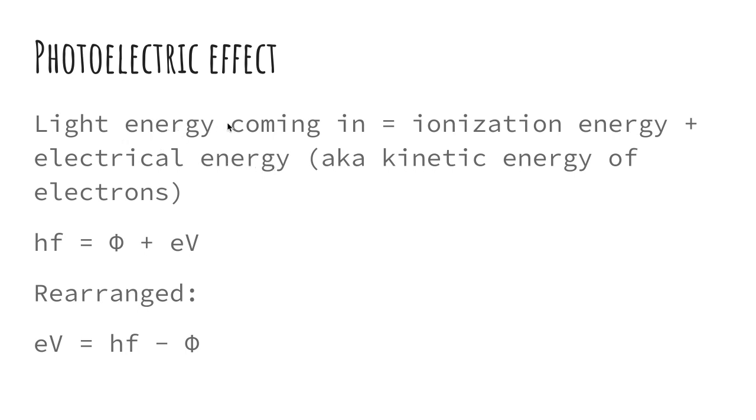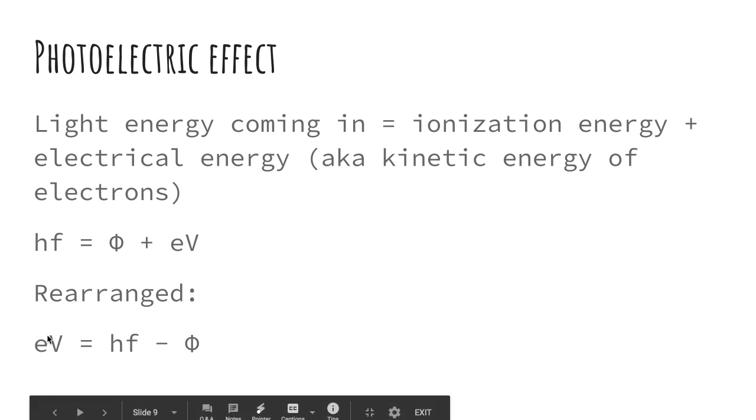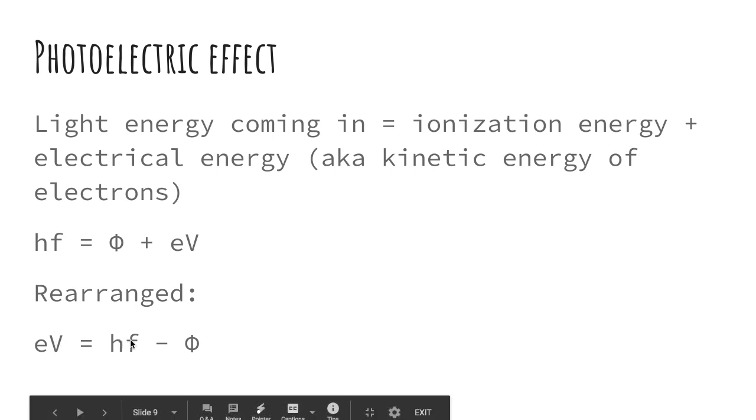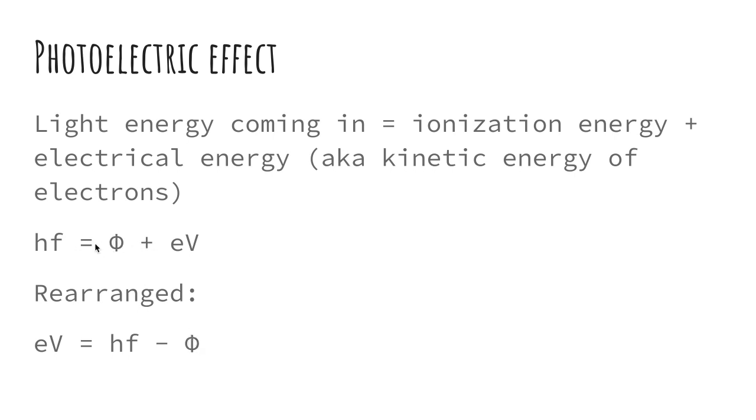If I rewrite this equation, light energy coming in, the light that hit that material, equals ionization energy plus electrical energy. Light energy is equal to hf, which equals the symbol for ionization energy plus electrical energy, which is just the charge of an electron times the voltage. If I rearrange this, I get eV = hf minus the ionization energy, where e is the charge of an electron, V is the maximum voltage I can produce, h is Planck's constant, and f is the frequency of light, minus the ionization energy because I subtracted it over.